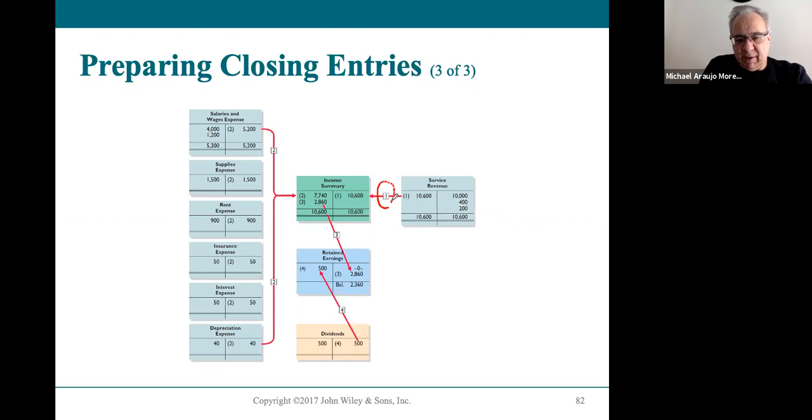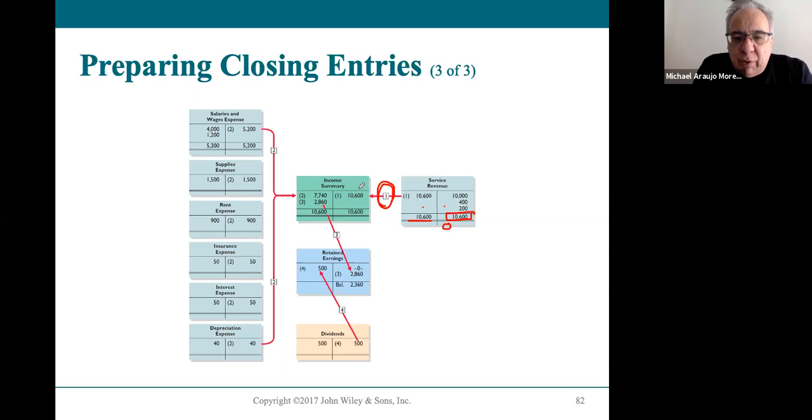So follow me here with step number one. Step number one was we wanted to close the revenue account. Remember, revenue had a $10,600 credit balance in the account. To close the account, you have to have both your debit and credit side equal. That's why there was a debit of $10,600 to service revenue, because now the balance in service revenue is zero. Both sides are equal, zero balance.